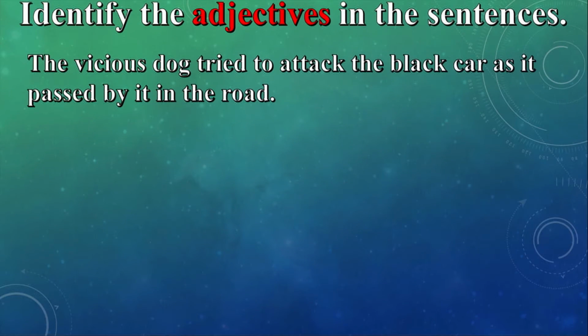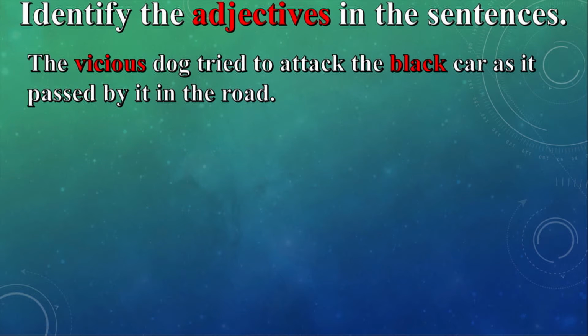So number 1, the vicious dog tried to attack the black car as it passed by it in the road. So see if you can identify how many adjectives there are, and take the time and write them down and see if you can get them. So remember, look for the nouns and look for the words that are describing those nouns. So let's see, hopefully you got it.